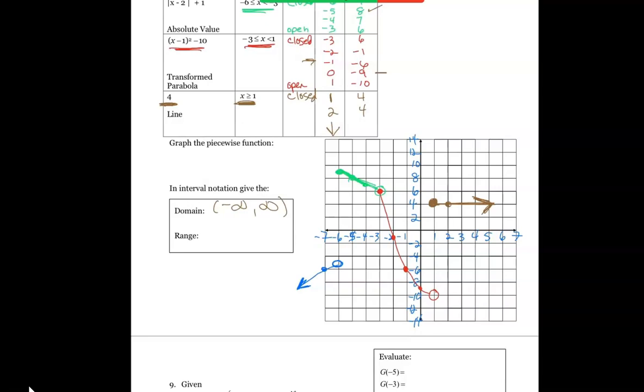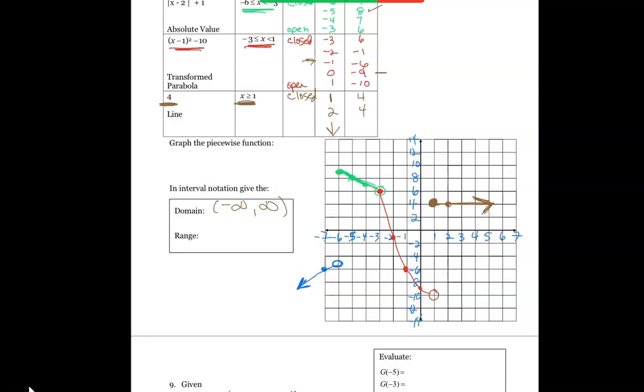The range is going to be something different, so let's look at the range. Where can I start? Because of this arrowhead, I can start all the way down here. I get to here, and I can go across here on the same y value. I can then go up on y values, and I have to stop here at 9.